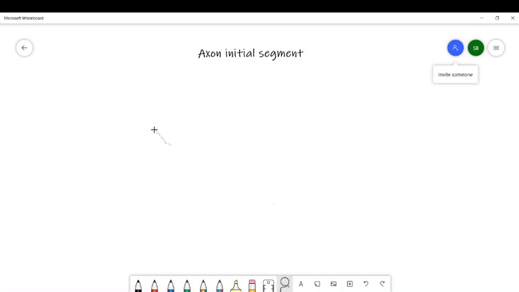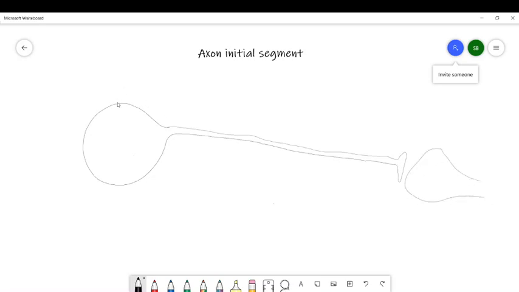So imagine you've got a neuron that looks a bit like this, with a cell body, and then there'll be a long axon leading down to a synapse, to the next neuron, and so on. And there'll also be dendrites coming out of the cell body like this, and perhaps some coming out of here.